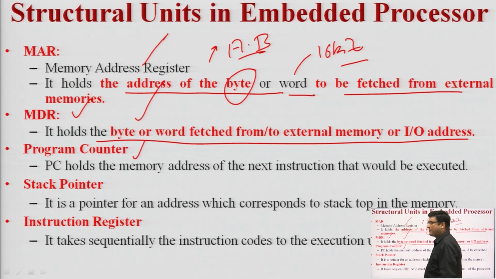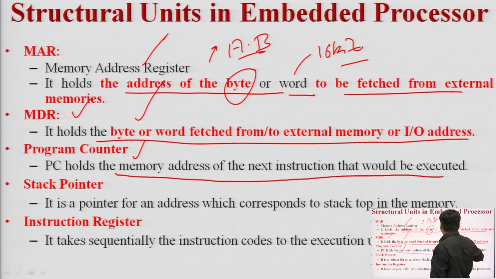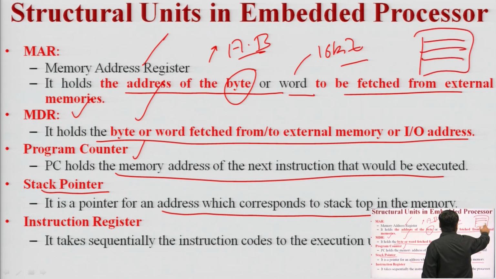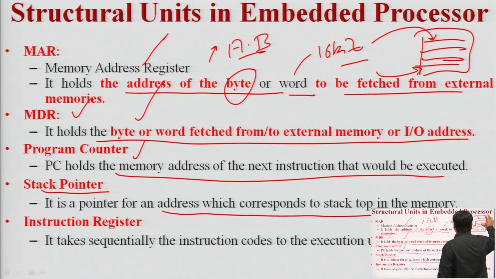What is the function of the program counter? The program counter points to the address of the next instruction to be executed by the processor. So it holds the memory address of the next instruction that will be executed by the processor. The stack pointer is used to point to a stack in the memory location. So it is a pointer for an address which corresponds to the stack top in the memory. Basically, in memory there are many stacks. So the stack pointer will point to the top of the stack, to point to the memory location.